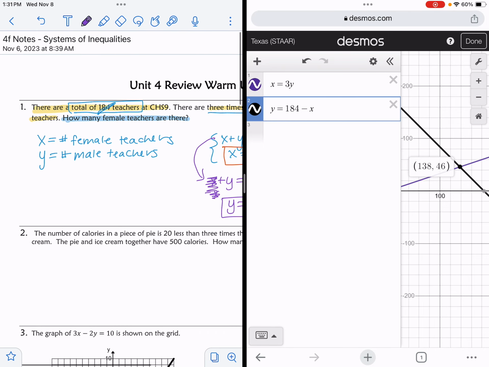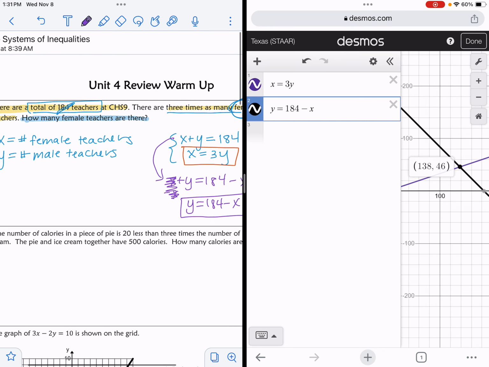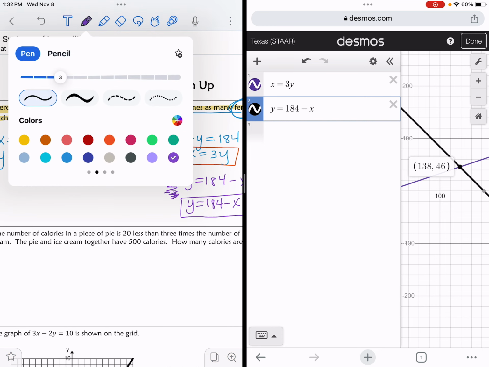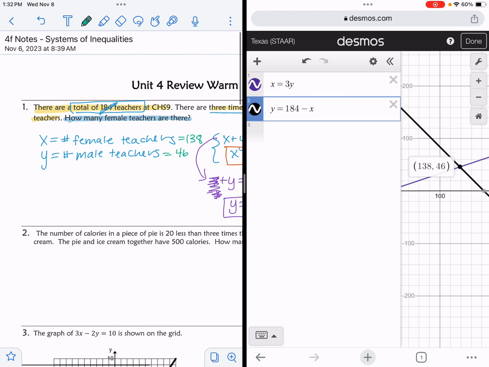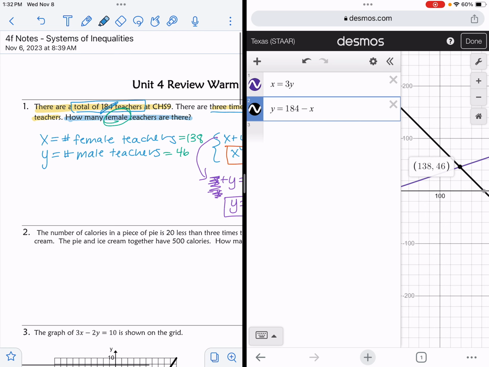So I go up to where I've defined what x is, and that's where I write my answer. So x is 138. The y value is 46. And so if the question asks for the number of female teachers, we want to make sure we type in the 138. So our final answer would be 138 female teachers.